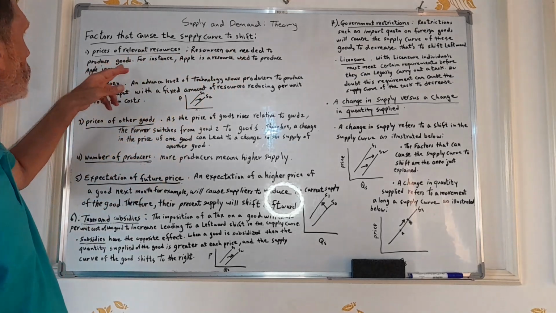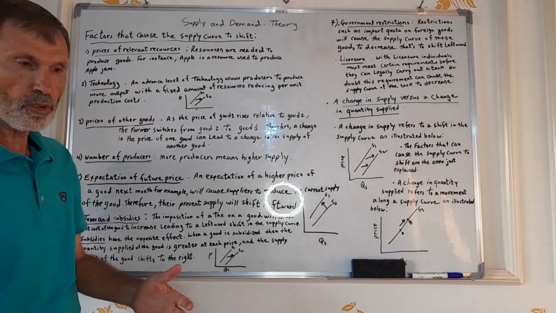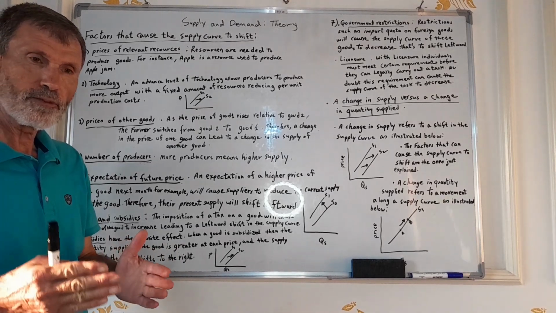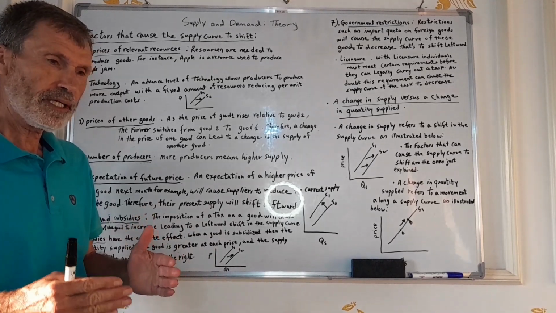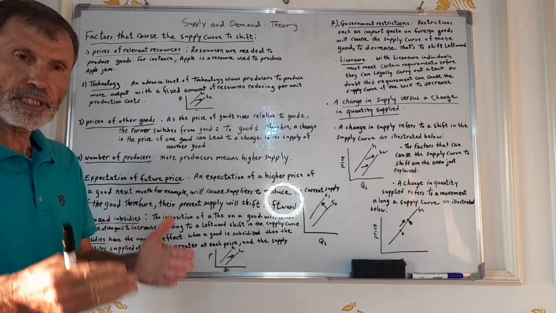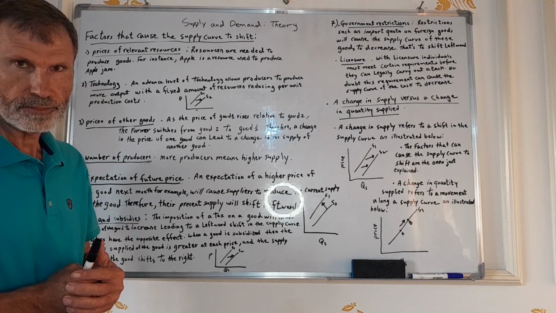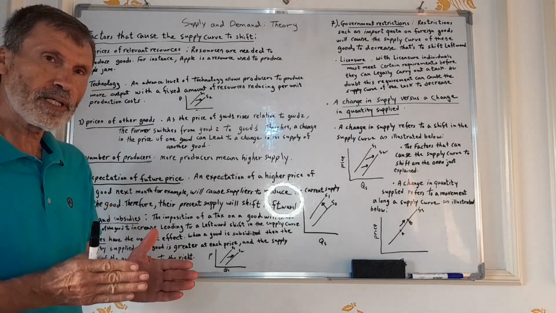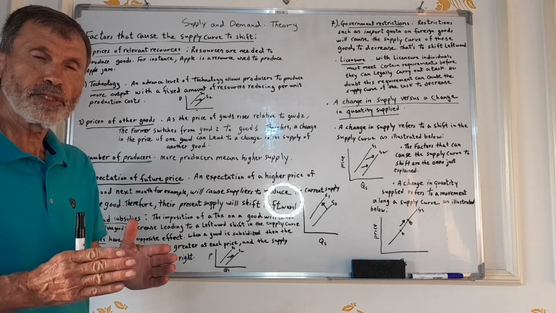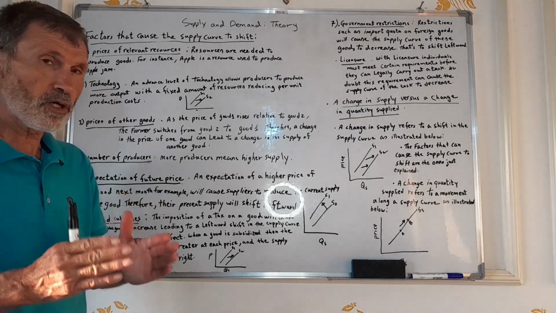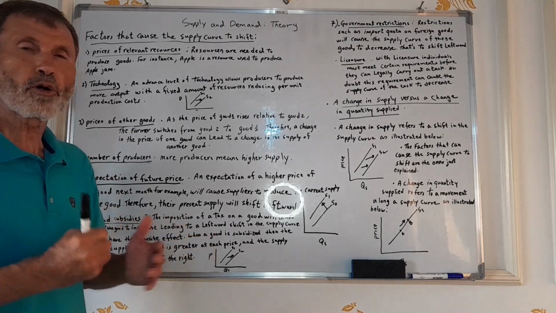Resources are needed to produce goods. For instance, apple is a resource used to produce apple jam. So as you see, to produce a good, we need resources. So for instance, if a company wants to produce apple jam, it needs apple. So apple is a resource that is used to produce apple jam. Therefore, as the price of apple goes down, the cost of producing apple jam will go down. Therefore, producing apple jam will become less costly.